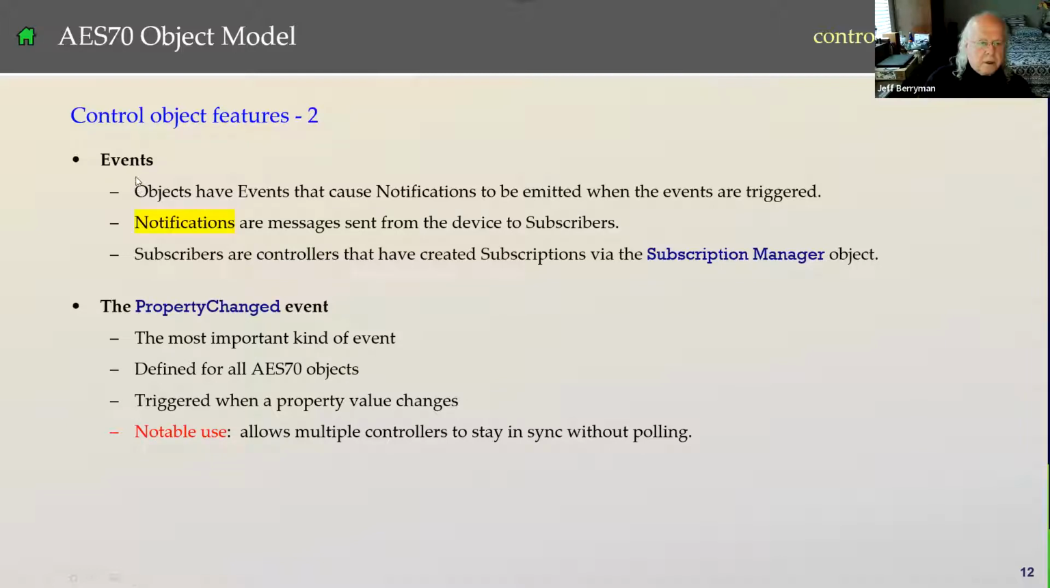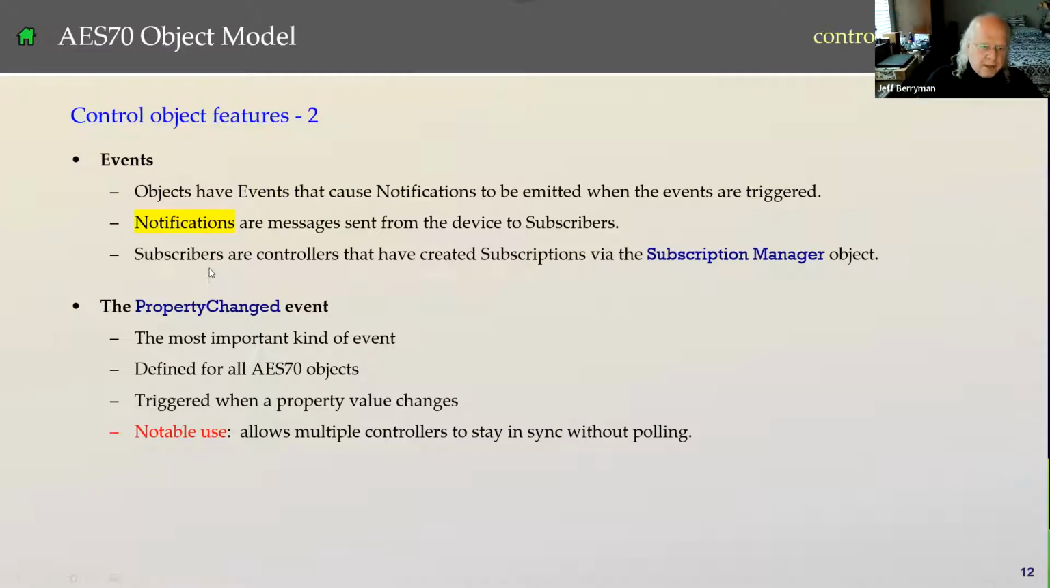Feature 2, events. Objects may have events that cause notifications to be emitted. A notification is a message sent from the device back to the subscriber, and a subscriber is a controller that has told the device it wants to be informed about something. I want to be informed when the audio level changes. I want to be informed when something changes to gain.